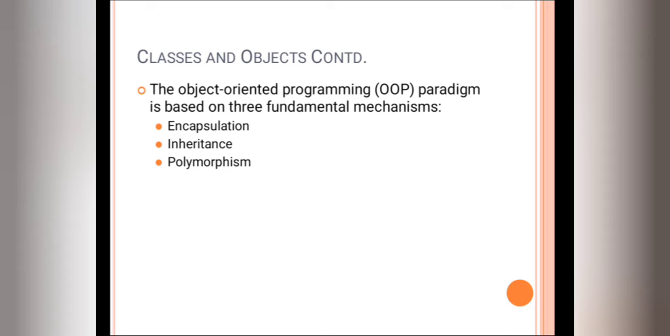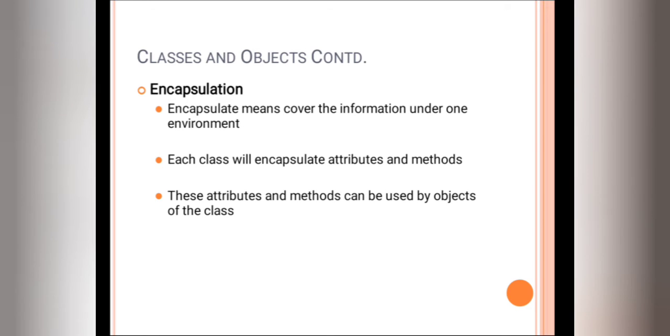In the overall syllabus of object oriented programming or modeling, you can observe that many times we will use these words: encapsulation, inheritance, and polymorphism. So what do you mean by encapsulation, what do you mean by inheritance and polymorphism? That we will see one by one. So first, encapsulation. Encapsulation means cover the information under one environment.